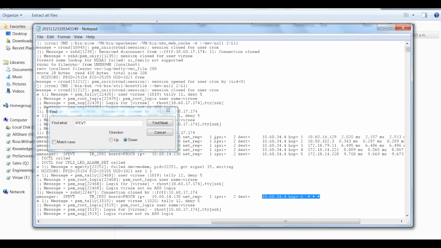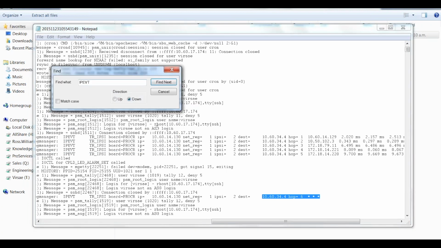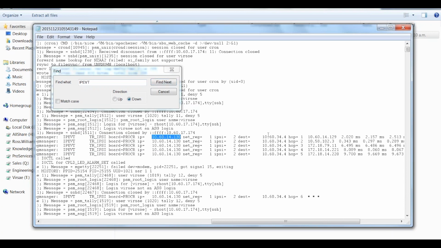And for example, if we're running a trace route from 10.60.14.130 up here through to 10.60.34.4, we're getting as far as hop 5, so we're getting as far as 172.18.14.220, and from then on there was no response. So we can see that there's a hole in the network between these 2 points.